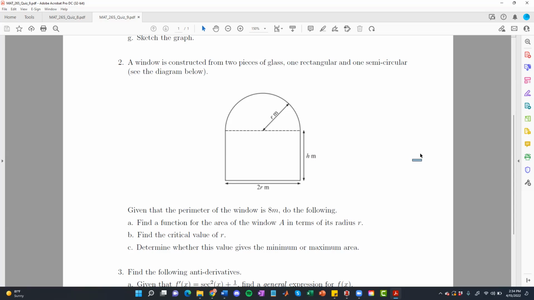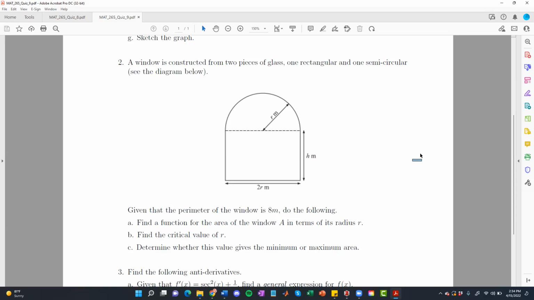I forgot that it's half of the perimeter of the circle. So yeah, 2R comes from the base, the very bottom segment. The 2H comes from the two side walls, right? And then we have the semicircular arc, which will be pi r. Okay, so here's our perimeter. It's a function right now of two variables. Is that okay? Well, no, because you have to get it in terms of R.